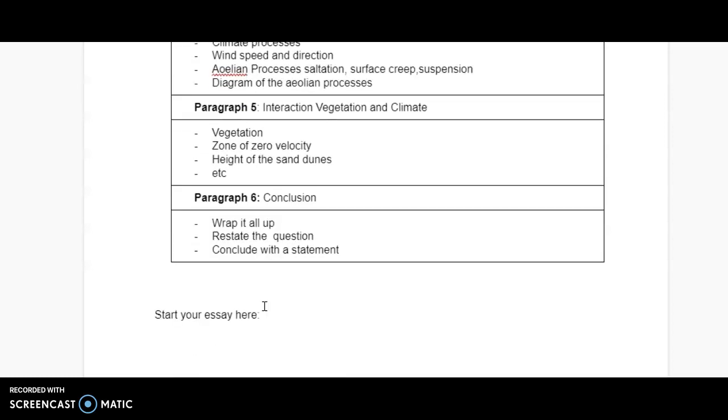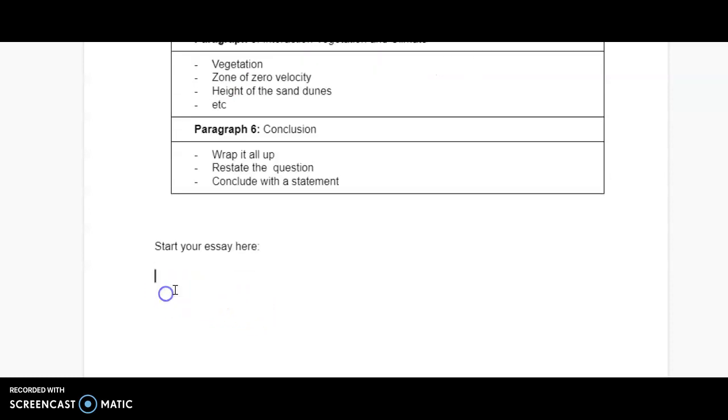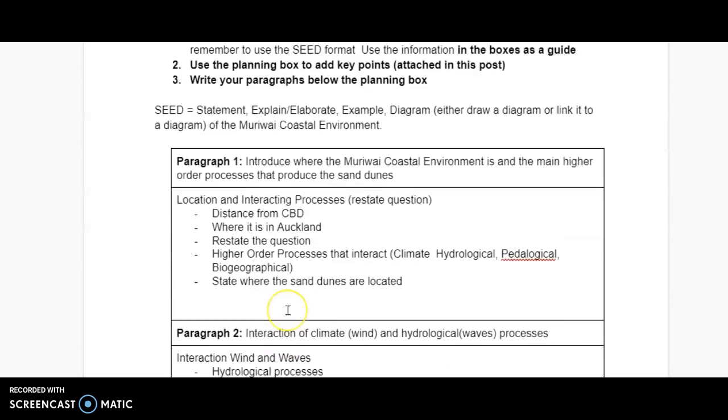Conclusion, tie it all up. So this is where you're going to restate your question, and talk about how the processes interact to create the sand dunes. You're going to write your essay here.